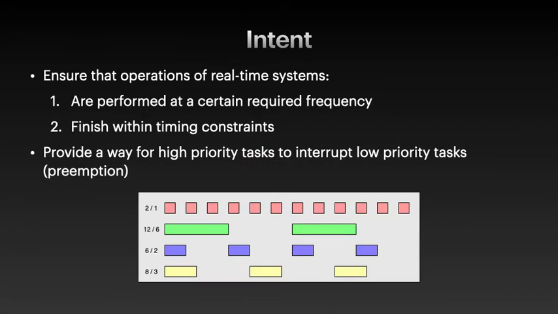The intent of the scheduled task design pattern is for real-time systems. It ensures that the operations of these systems, which are usually processes, are performed at a certain frequency required by the system, and they finish within their timing constraints. They also provide a way so that higher priority tasks can interrupt lower priority tasks. This is also known as preemption.